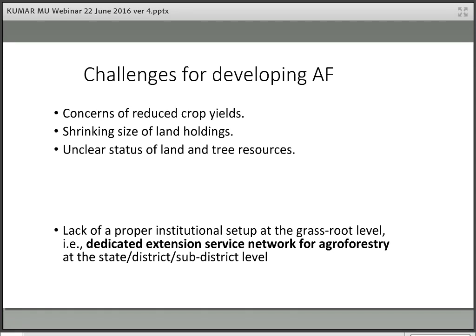Land tenure and tree tenure is yet another challenge. In many areas there are no clear titles or the status of the land and tree resources is unclear. This is yet another challenge, especially for farmers who are leasing lands for cultivation. They have no incentive to undertake tree planting. So these tree tenure or land tenure issues are also inhibiting, and could be a major challenge in the context of adoption of agroforestry.